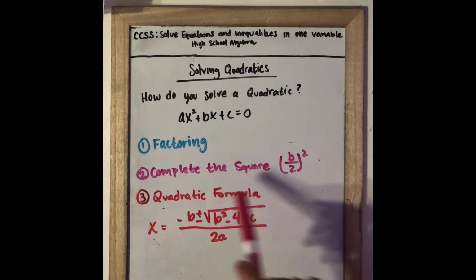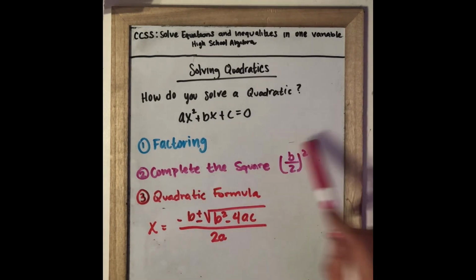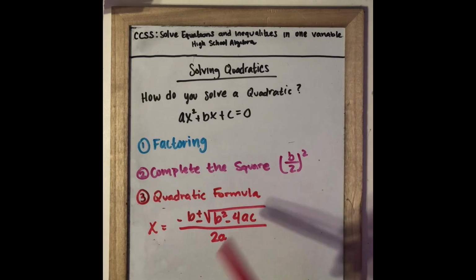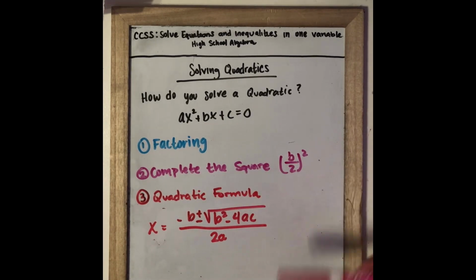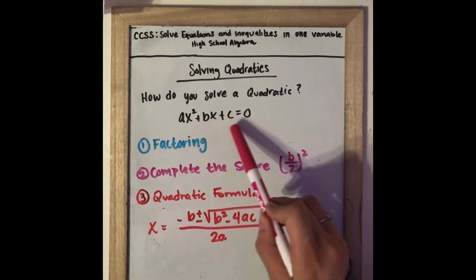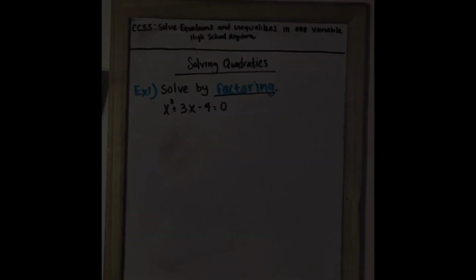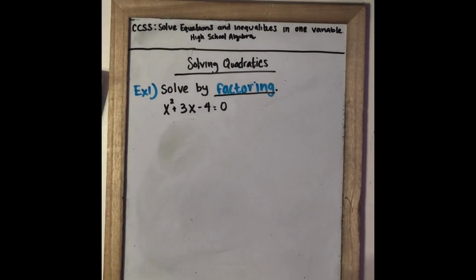And for completing the square, this is the only bit of information you'll need. We'll go more in depth in this when we do the example for completing the square. And then for the quadratic formula, you just plug in the a, b, and c values. Let's go ahead and start with the first example. So we're going to try to solve by factoring.